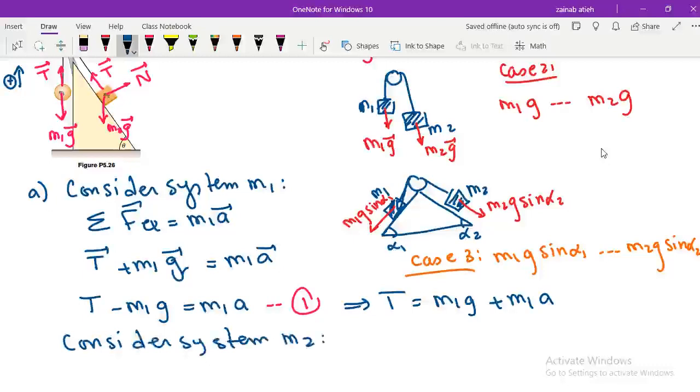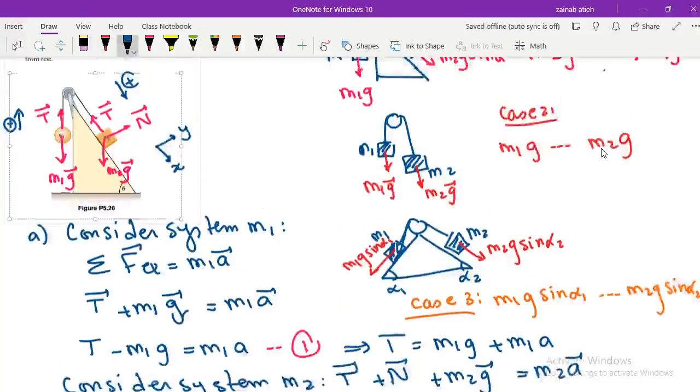What are the forces acting on M2? There are three forces: tension, normal, and M2G the weight. These are equal to M2A. هون أنا عندي motion على inclined plane. راح أخد x axis نزول because the motion is downward. So this is x axis وال y axis بيكون perpendicular مع ال x axis. I will project along x axis and along y axis.